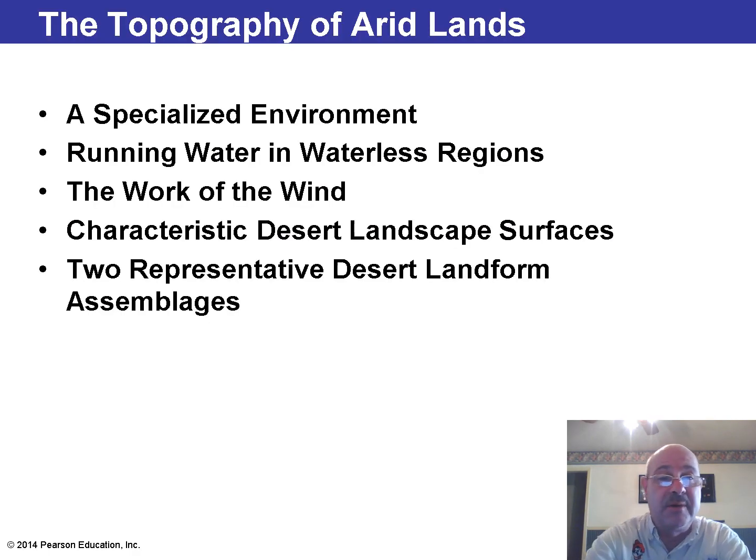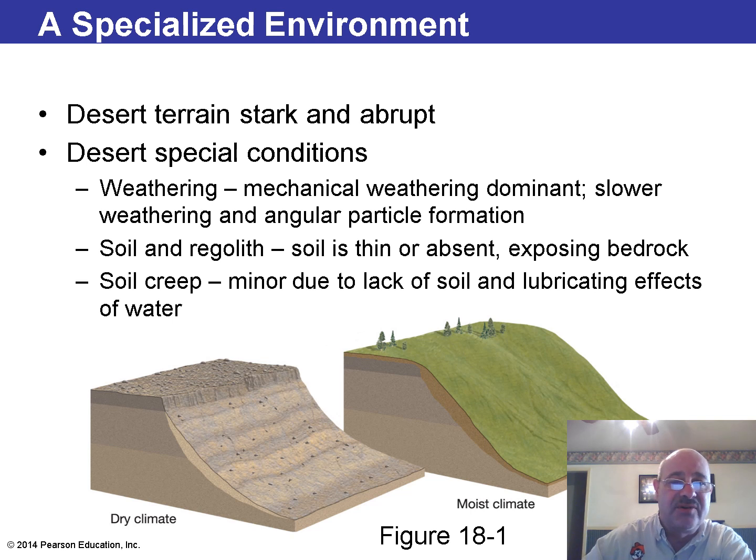All right. The topography of arid lands. It's a specialized environment because there ain't a whole lot of water, so the wind's got to do the work. Again, running water in waterless regions, the work of the wind, characteristics, and two representative desert landforms. We're going to fly through this. All right, desert terrain, stark and abrupt. So what happens? You got grass, grass, grass, and then you got sand. Okay, that's all there is to it. You go from some grass to desert.